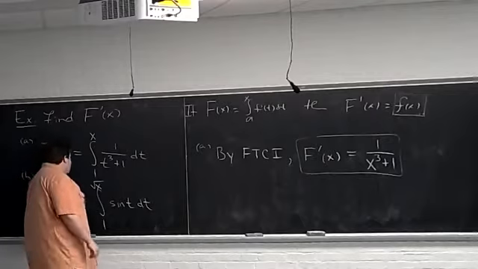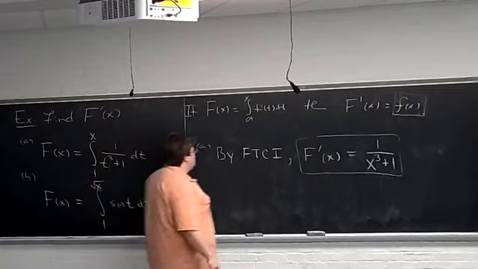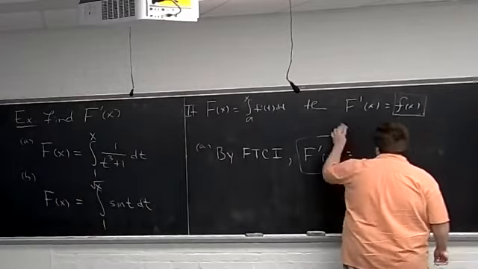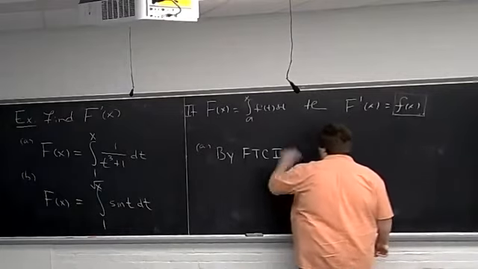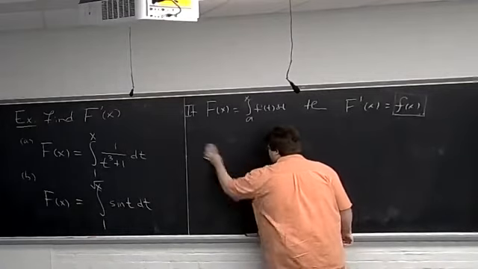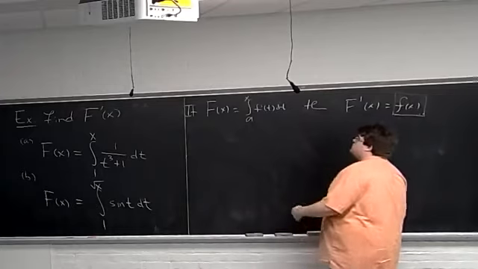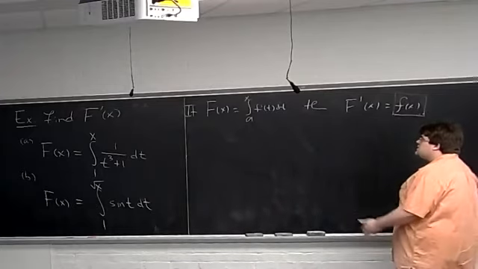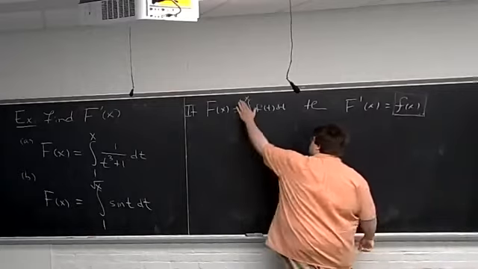Okay, I'm going to erase part A over here and do part B, because part B will take up more room. Part A, we had a function with just an x. The derivative rule that the first part of fundamental theorem of calculus gives us tells us what happens when there's just an x.